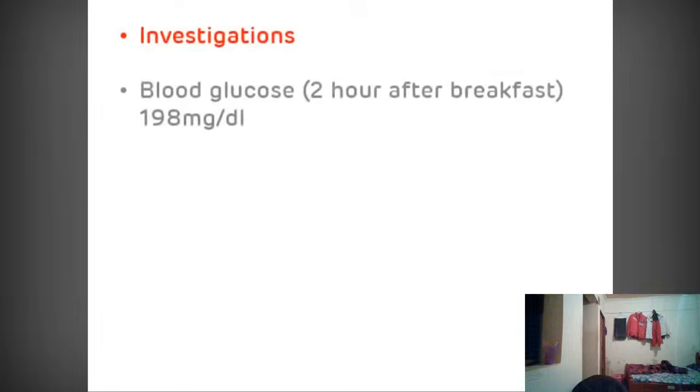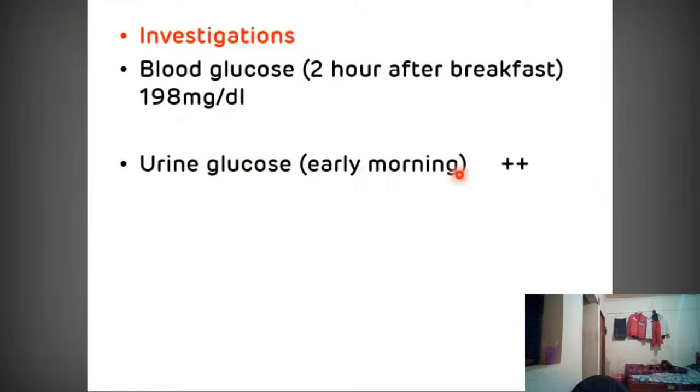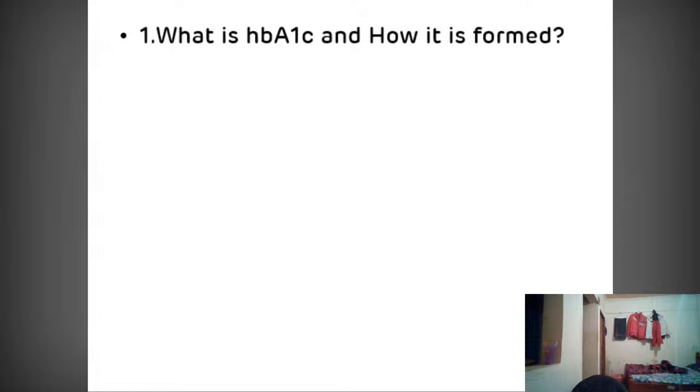Now, investigations are blood glucose, that is 2 hours after breakfast, is 198 milligram per deciliter. Then urinary glucose is 2 plus, and HbA1c is 7%. Fine. So these are the investigations. So now, what are the various questions?